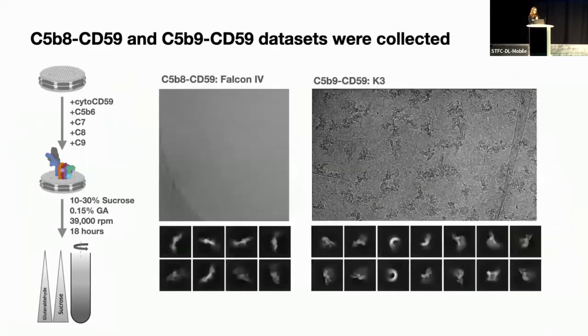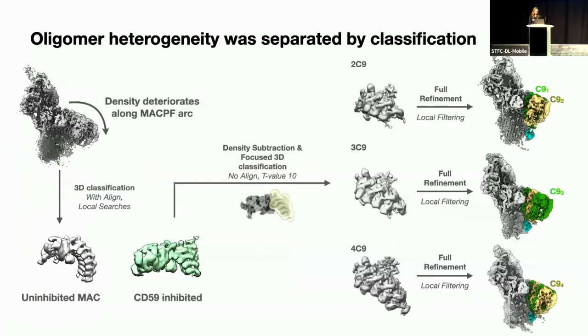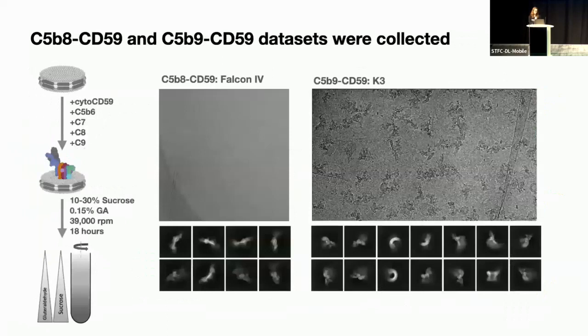And this actually worked for both of those two assemblies that I mentioned at the beginning. And so we were able to collect high resolution data sets on both of those two assemblies. And these are just representative 2D classes and micrographs from those two data collections. So I'm going to talk more about this second data set because there was more heterogeneity, but both of these two were solved in a very similar way.